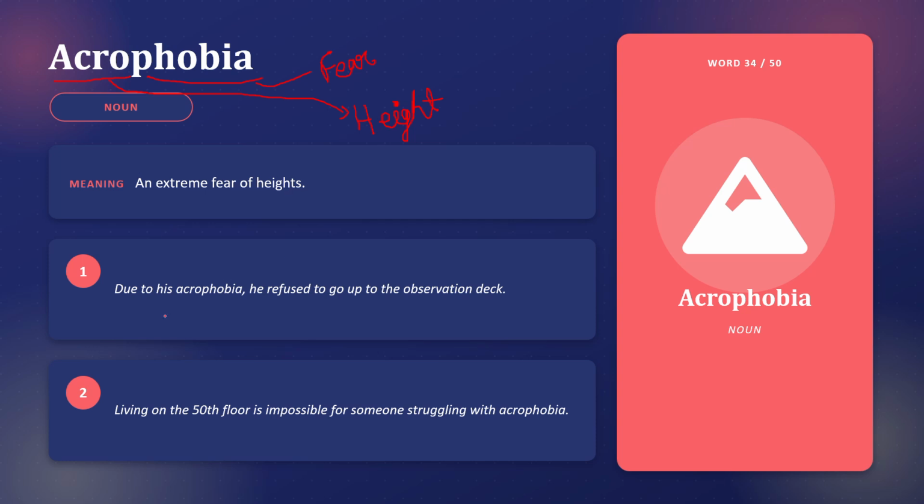Due to his acrophobia, he refused to go up to the observation deck. Next, acrophobia, noun. You can see. Next, living on the 50th floor is impossible for someone struggling with acrophobia. Okay. A preposition is followed by a noun. Remember it.